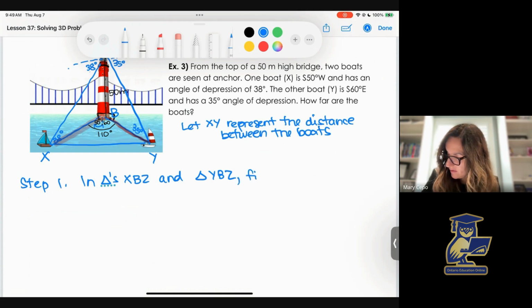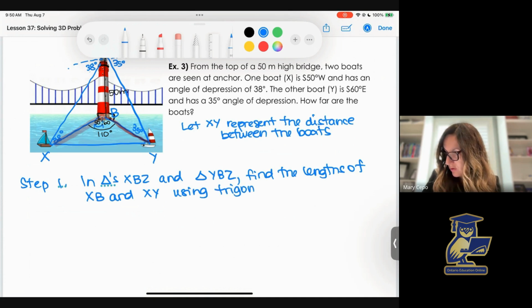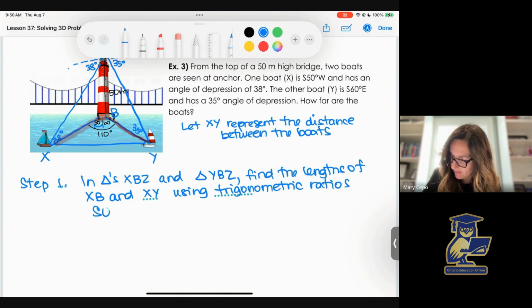Find the length of XB and BY using trigonometric ratios, because it's a right angle triangle in both of them. Trigonometric ratios, which again is SOHCAHTOA.